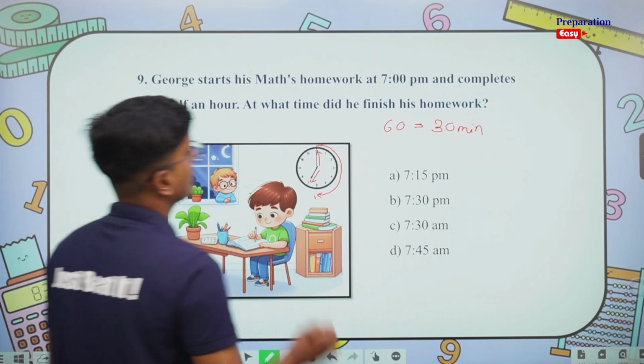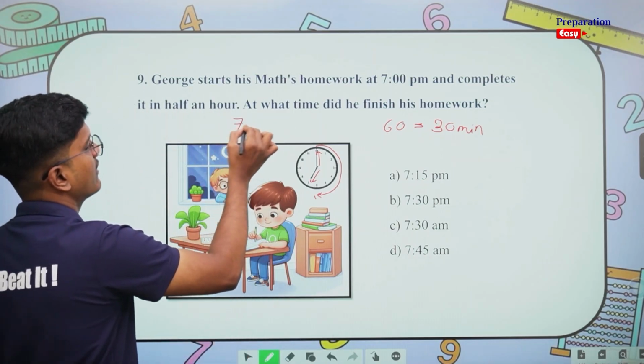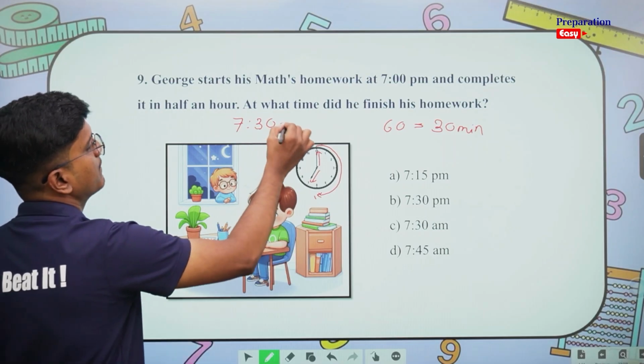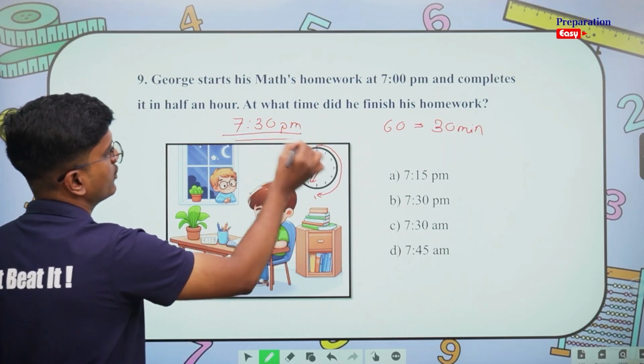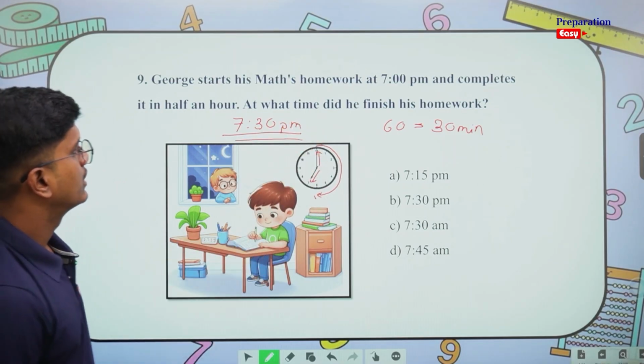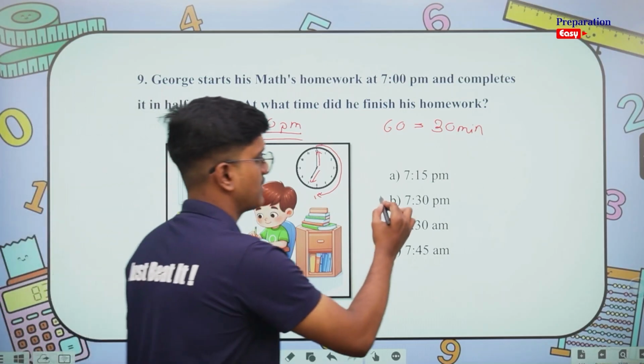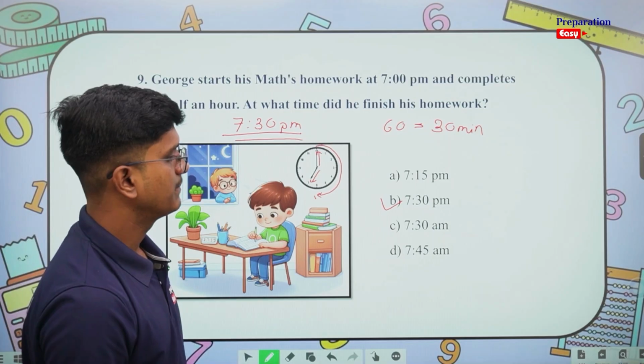So George will finish his homework in half an hour, which is 30 minutes, p.m., which is post meridian. So it's going to be half past 7, which is 7:30 p.m.